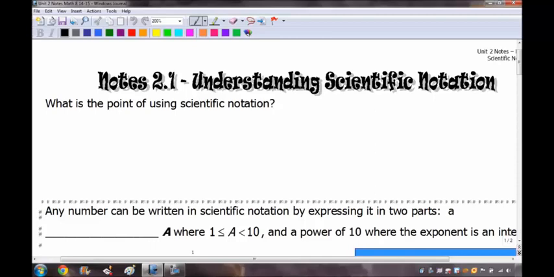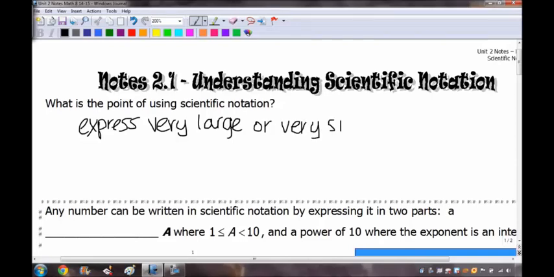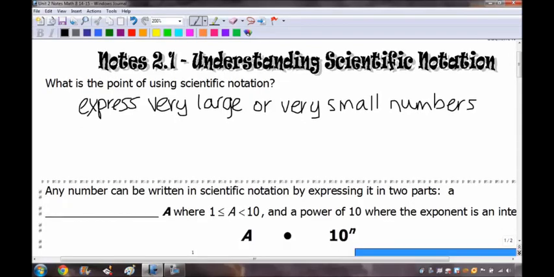So what's the point of even using scientific notation? The reason why we use scientific notation is to express very large or very small numbers. So we're talking about large as in the distance from here to the sun. That's an extremely large number, right? Or small as in the weight of an atom, okay? So these are some examples of numbers that would be measured in scientific notation.